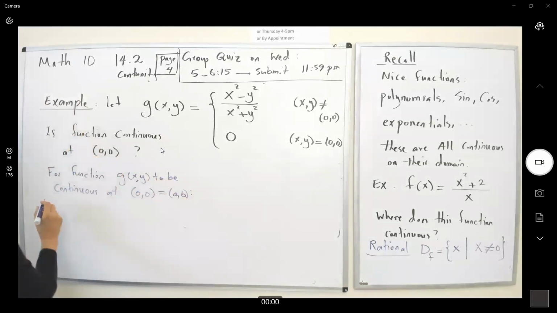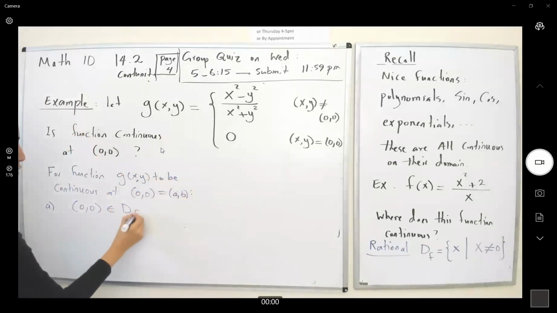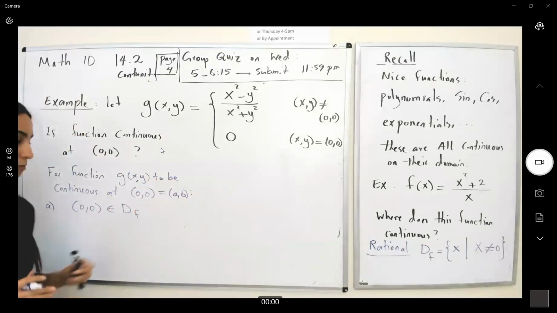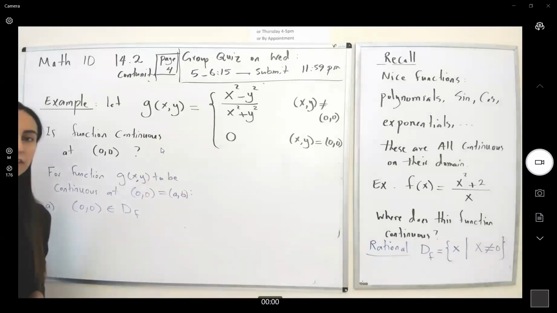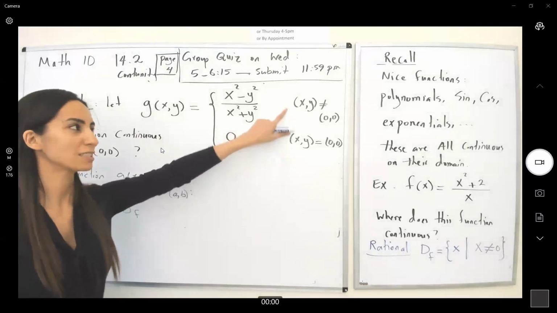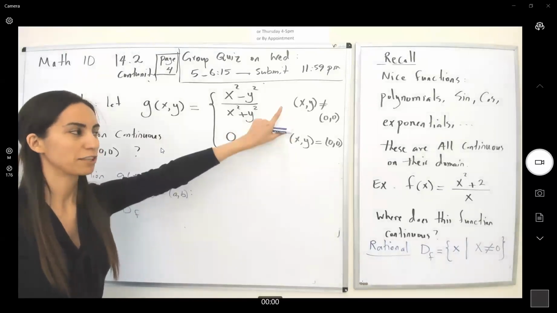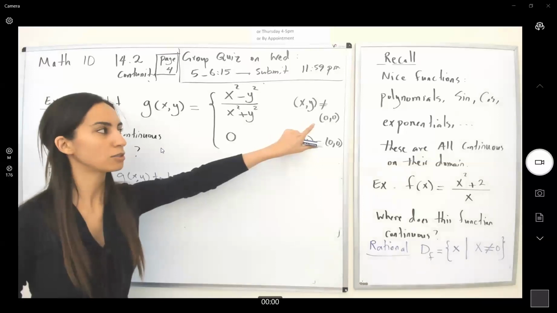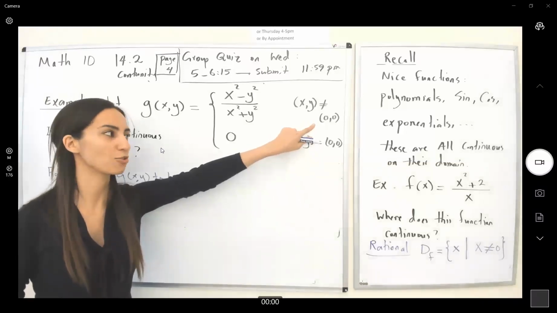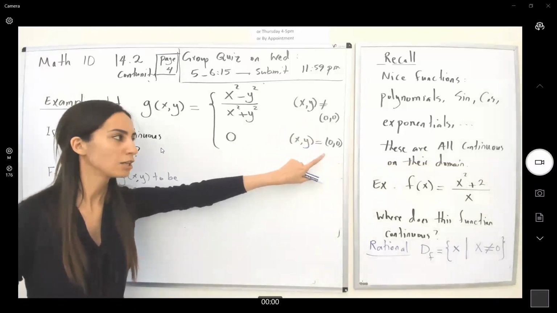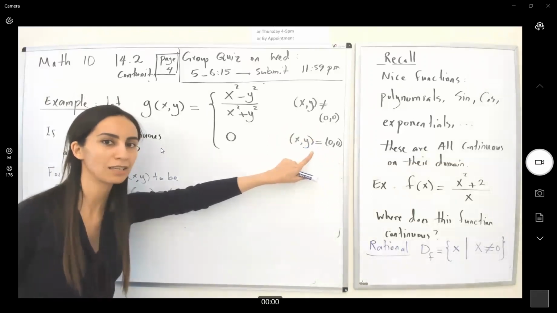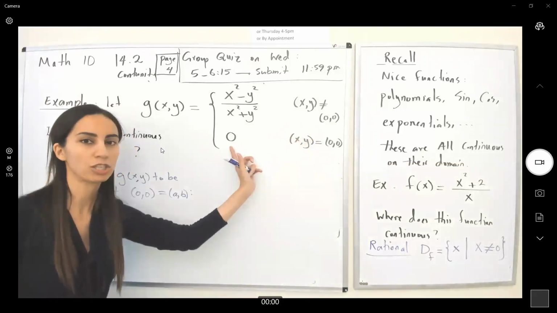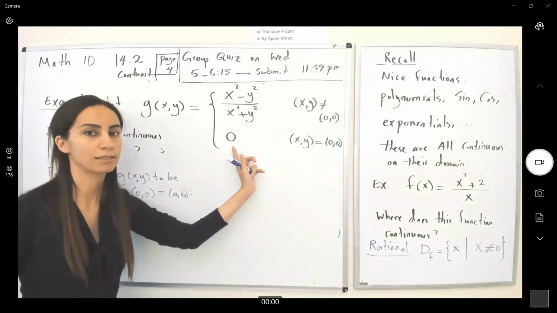The first one, 0 and 0 must be in the domain of the function. This is your very first condition. Okay, what's the domain of this function? This function is a piecewise defined function. On the first piece, you are excluding the origin, 0 and 0. On the second piece, you're actually including 0 and 0 and defining the function to be just a constant.